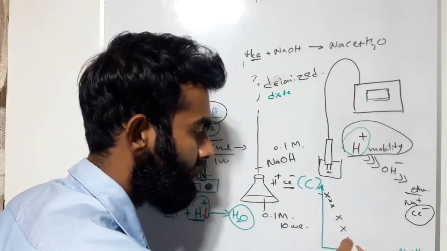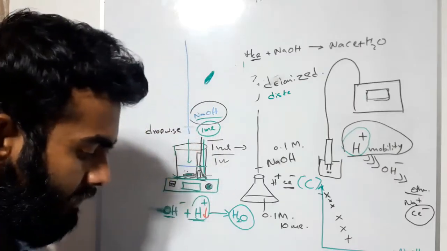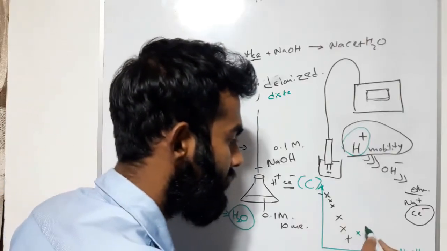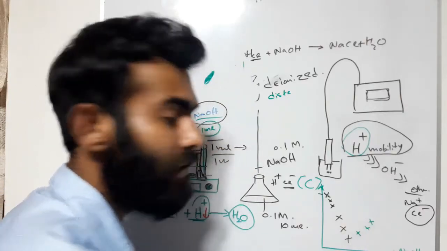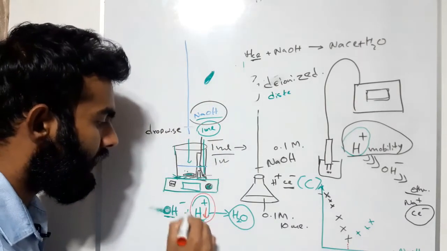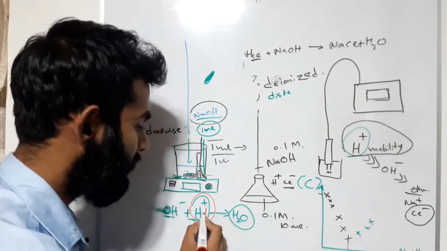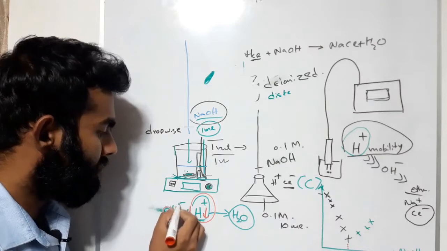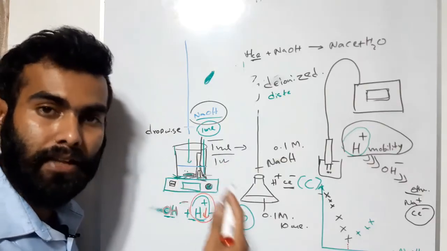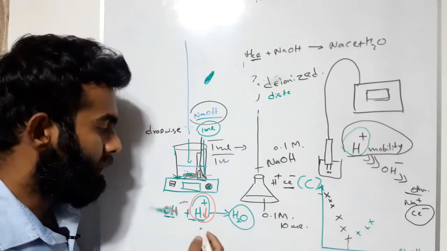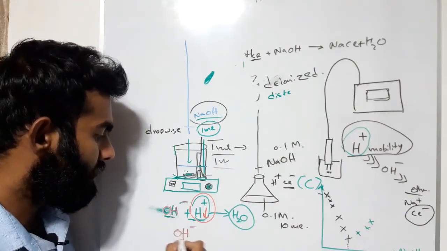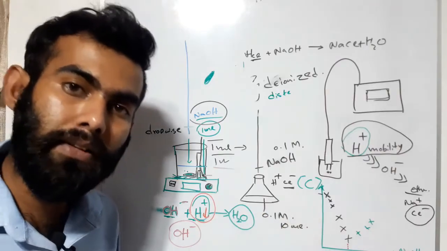At one point, what will happen? The graph will go in the opposite direction. Again it will be increasing, like this. Why is that? That means at some point all H plus ions are neutralized. Because we are adding OH minus, the H plus ions will be neutralized. After all H plus ions are neutralized, what will happen? We are adding sodium hydroxide, so excess OH minus will remain in the solution because there are no H plus ions left to react.